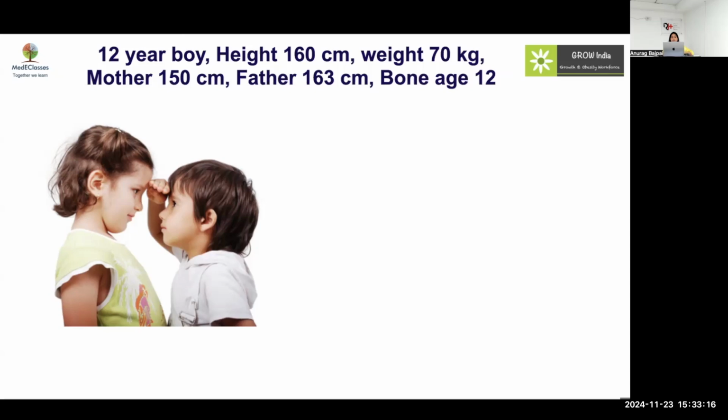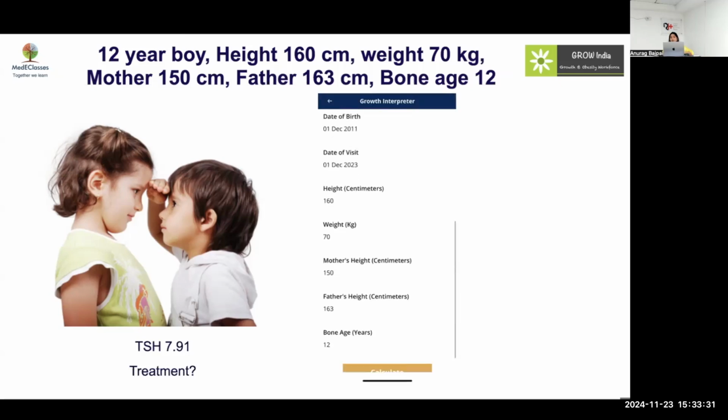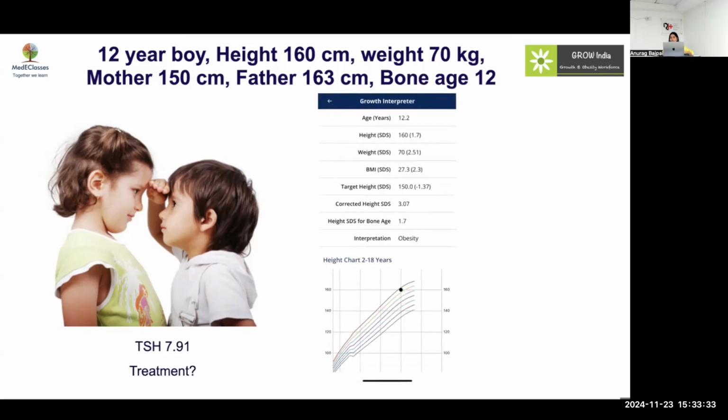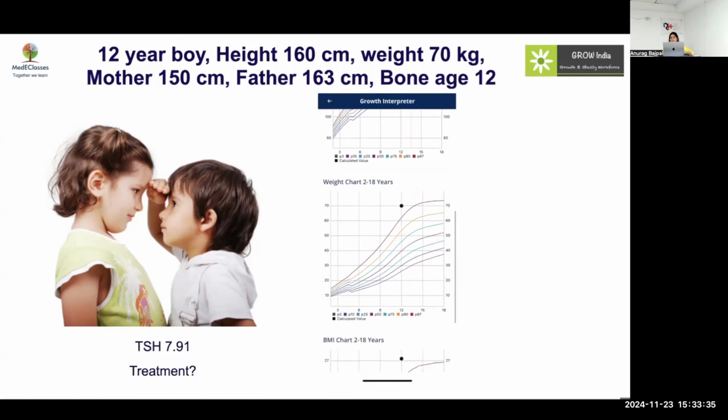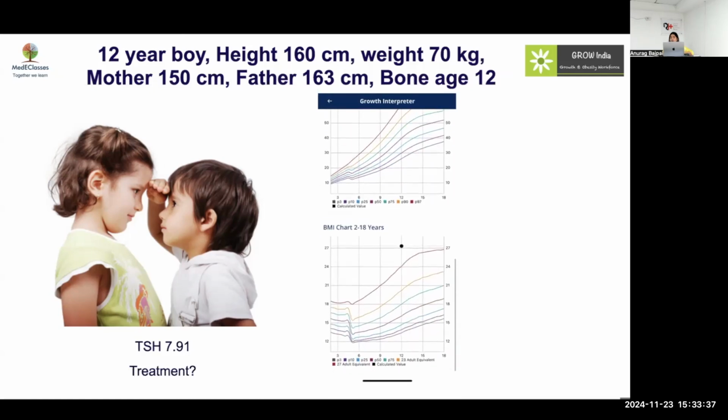His mother's height was 150 centimeters, father's was 163 centimeters, and bone age was 12 years. TSH was 7.91, and so the question is whether the treatment should be started in this case or not. If we put all these data in our interpreter, we can clearly see this is a case of obesity, a physiological one, and no workup is required in this case.